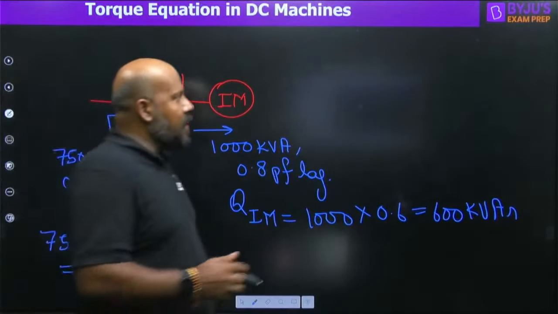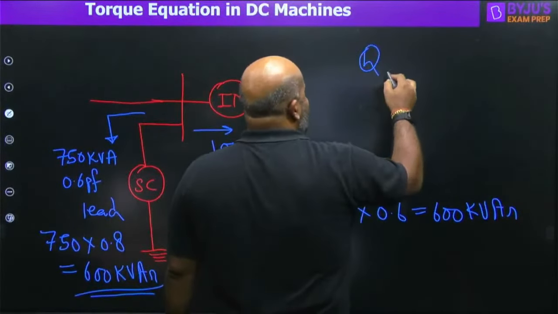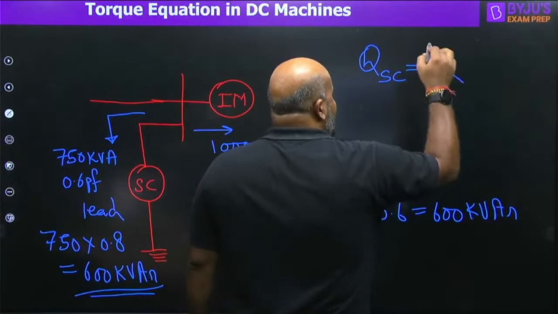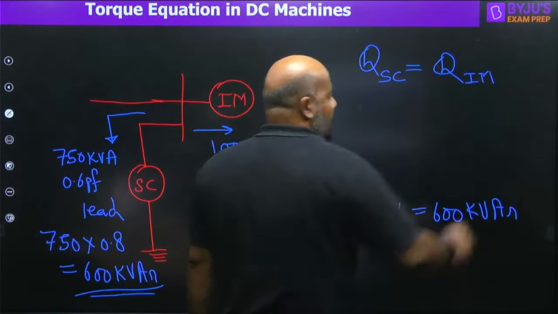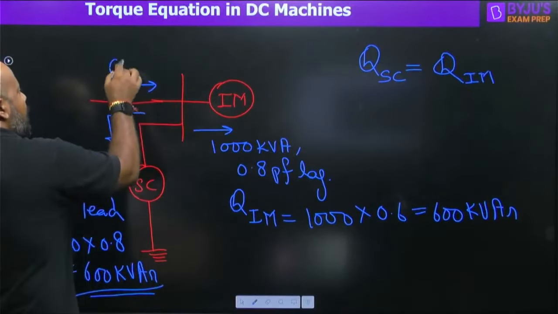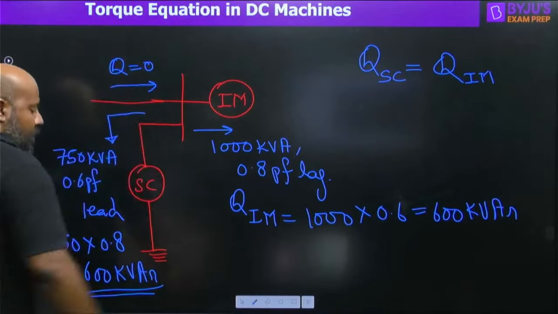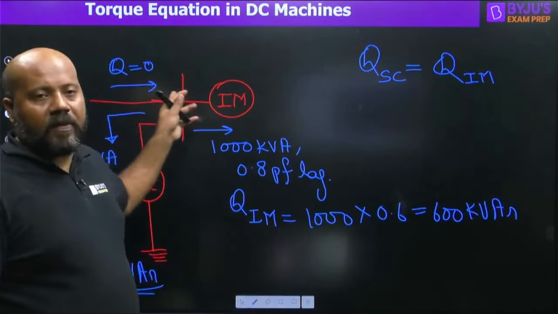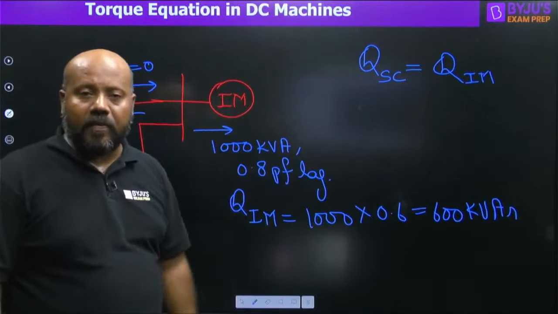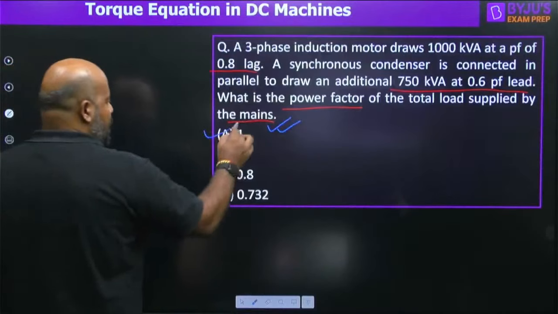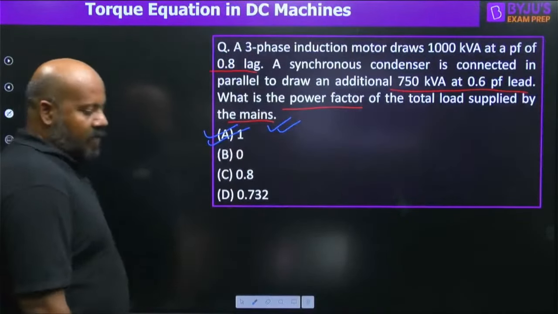Now this is very interesting. It means the reactive power supplied by the synchronous condenser is exactly matching the reactive power absorbed by the induction motor. It means the burden of reactive power on the supply is 0. Is it clear? When the burden of reactive power on the supply is 0, then what is the operating power factor of the system? That is going to be unity. Is it clear, everybody?